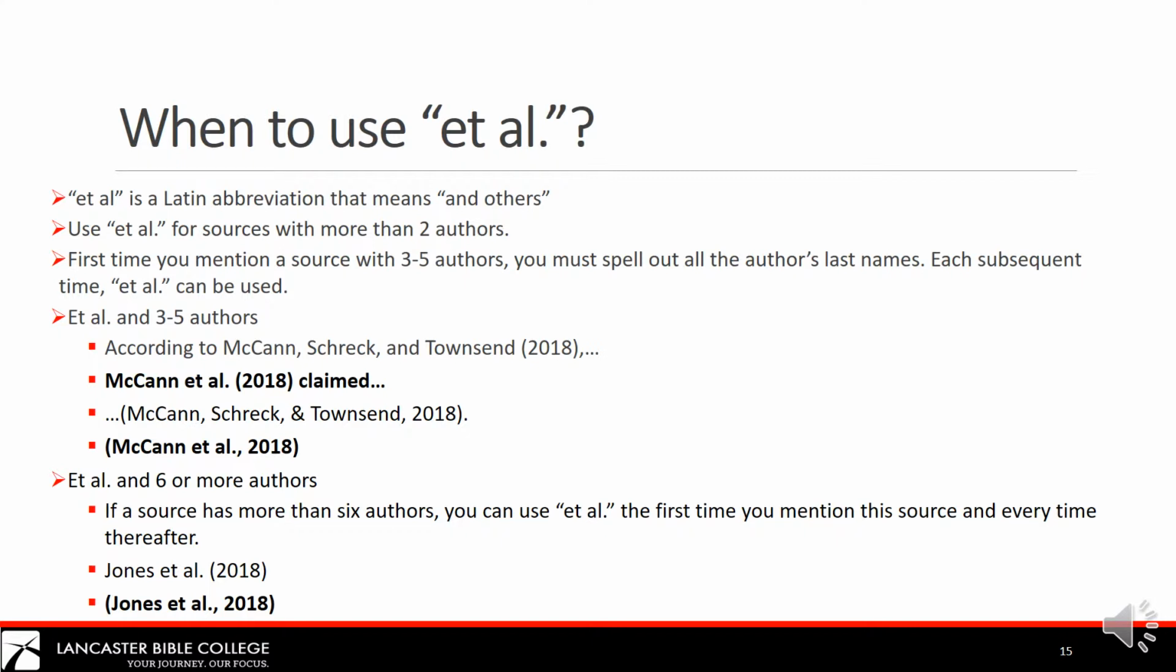Generally, you can use et al. for sources with more than 2 authors, so as long as you spell out each of the authors' names the first time the source is cited. So if I have 3 authors, the first time I cite their work, I'll cite McCain, Schreck, and Townsend, 2018. Next time that I use the exact same reference, I can use et al. by stating McCain et al., 2018. Now, when I have more than 6 authors, instead of writing each author's name, which is a lot, I can just use et al., such as Jones et al., 2018.